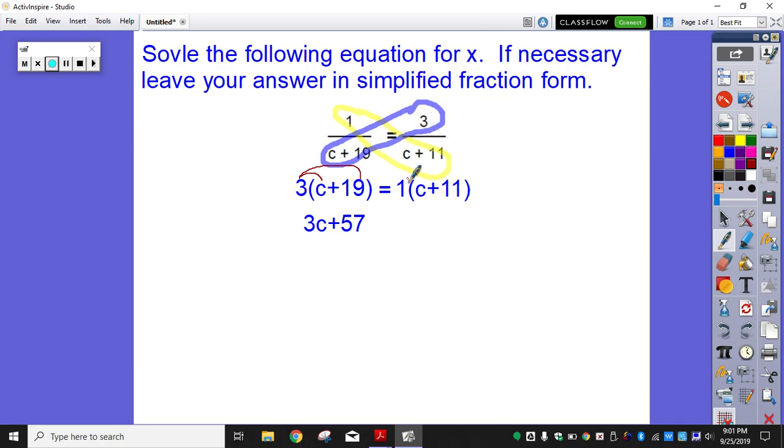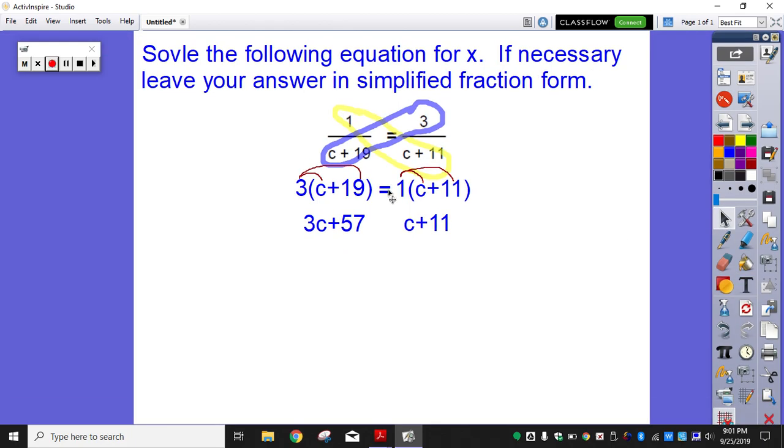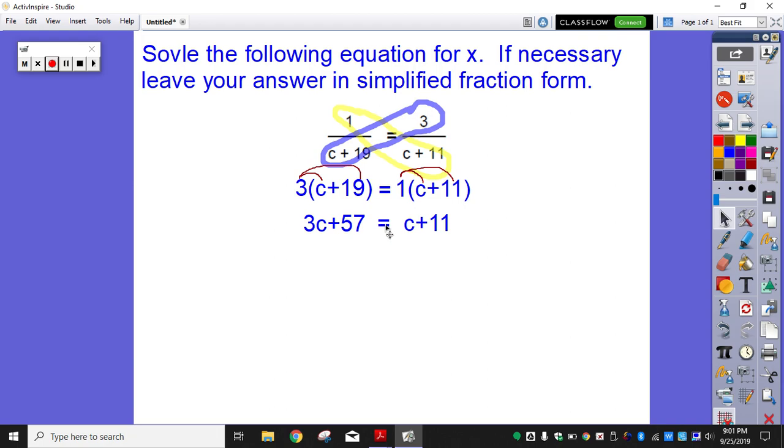I do the same thing on the right side. I distribute the 1 to both terms in the parentheses. So 1 times c is c, 1 times 11 is 11. And again, what do I put between them? Well, this relationship is still equivalent, so put an equal sign between them. Now it's a multi-step equation with the variable on both sides.